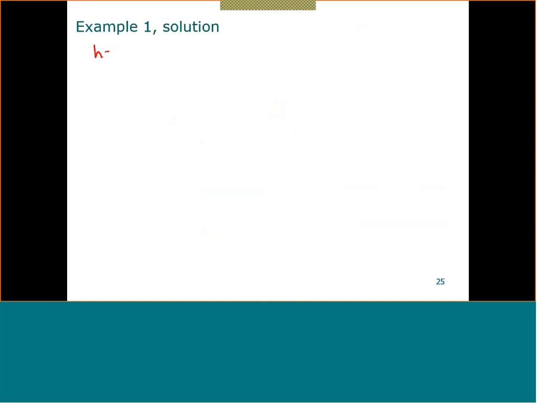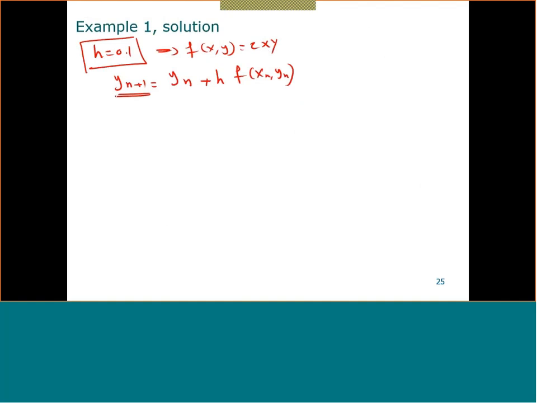So h that we will have is equal to 0.1. That is the first thing that I am interested in. Then I want to have my f of x, y, which is already given to me as 2xy. So this is also defined. So the solution y n plus 1 is equal to y of n plus h f of x of n, y of n. So the existing solution is equal to the previous solution plus h, which is given to me, times the function defined at the previous condition. As simple as that. It's very straightforward.